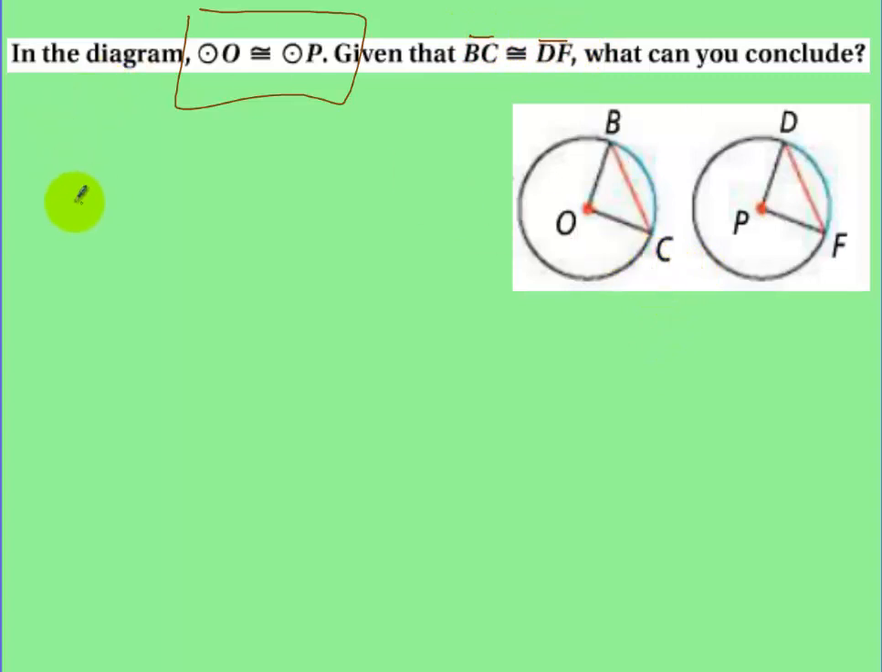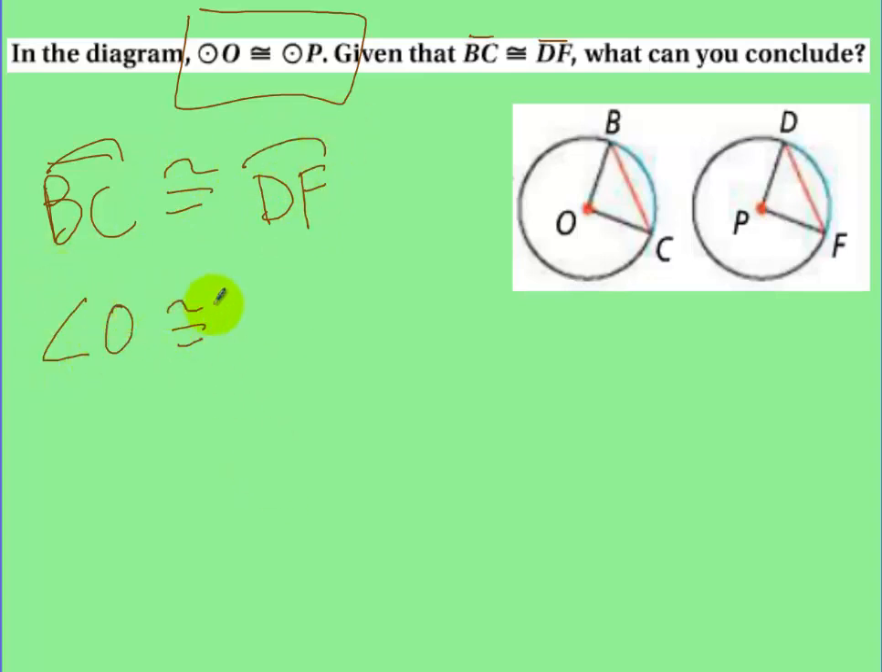Well, I can conclude that arc BC is going to be congruent with arc DF if those chords are congruent. I can also say that angle O in this case is going to be congruent with angle P. So that's what I can say.